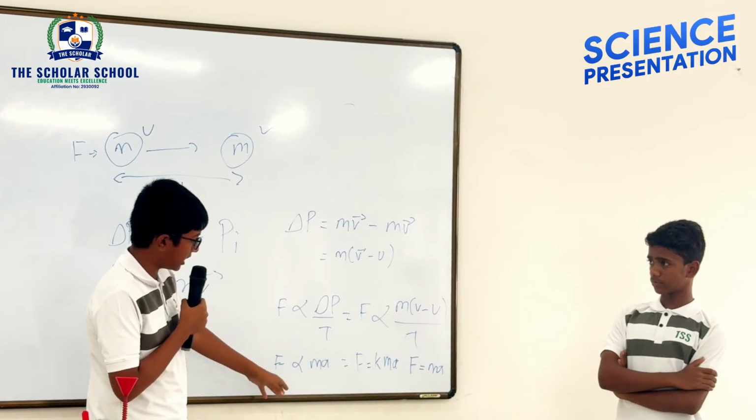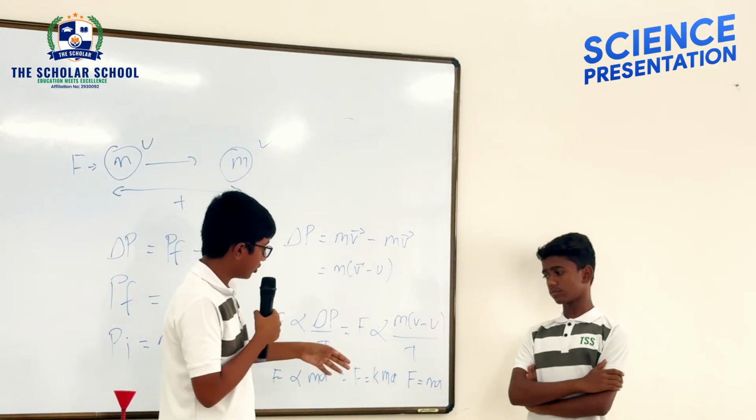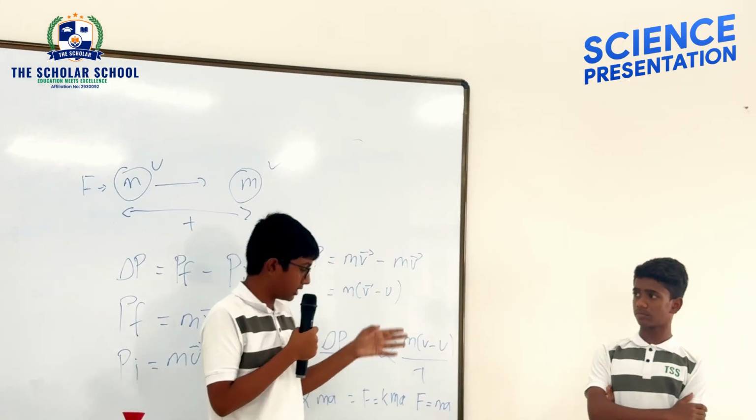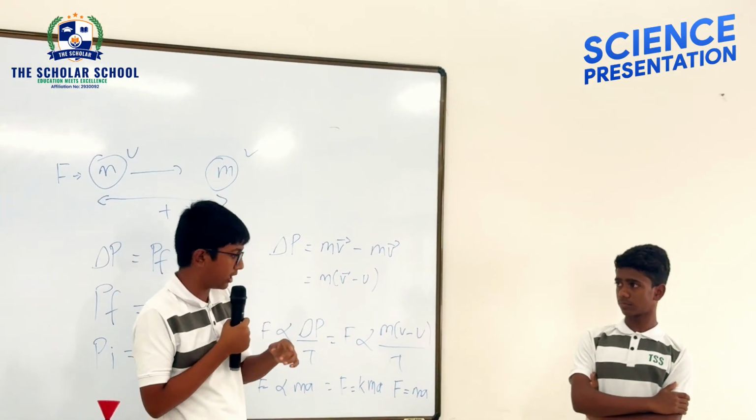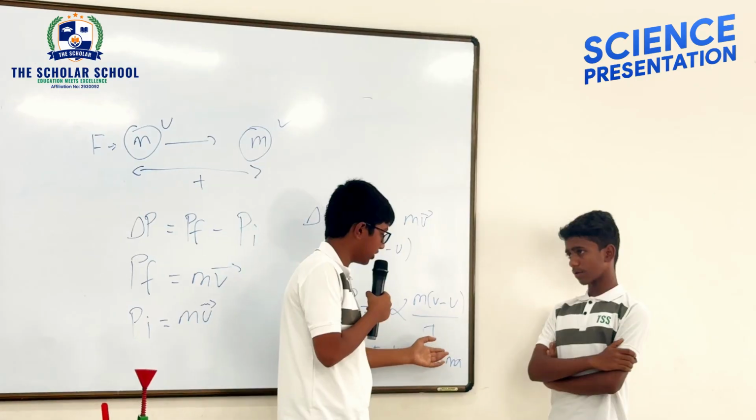To remove the proportionality, we need to include a constant. So F is equal to kma. In this situation, the value of k is equal to 1. So the formula for force is F is equal to ma.